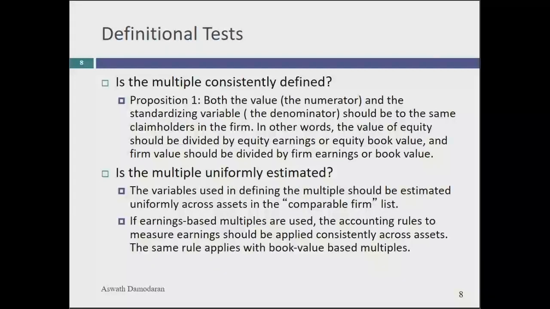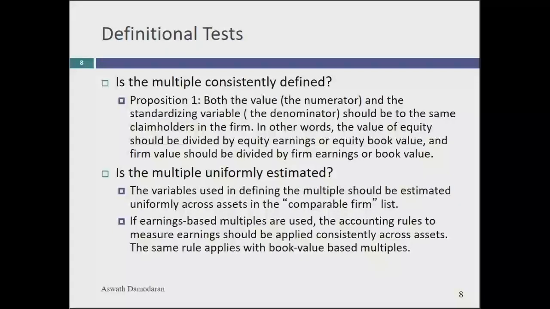Let's take the PE ratio. What's in the numerator? Equity value, firm value, or enterprise value with PE ratio? Equity value. And earnings per share is? Equity earnings. Thank God for small blessings. The most widely used multiple in the world is okay. Numerator, no. So PE ratio is an equity number divided by an equity number.